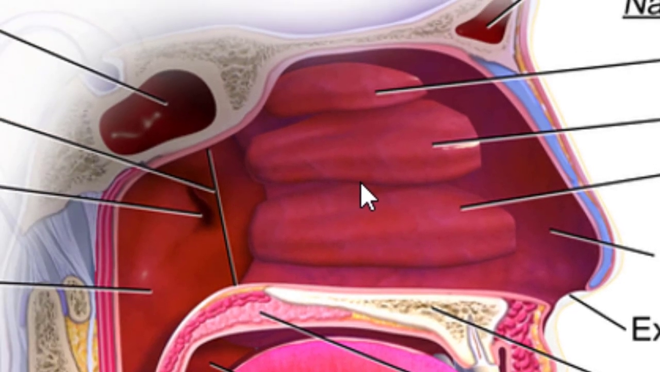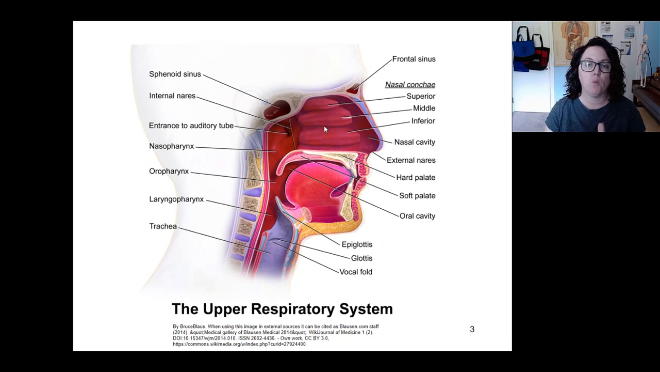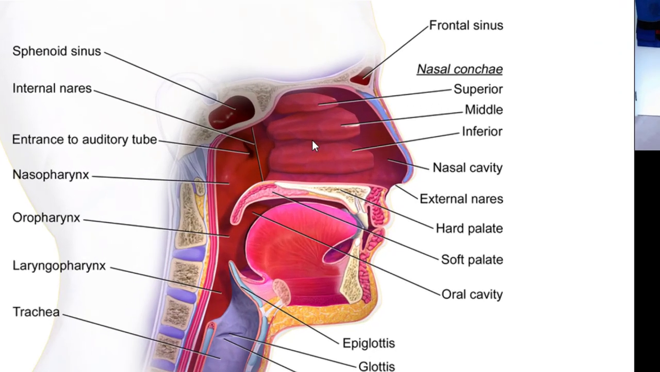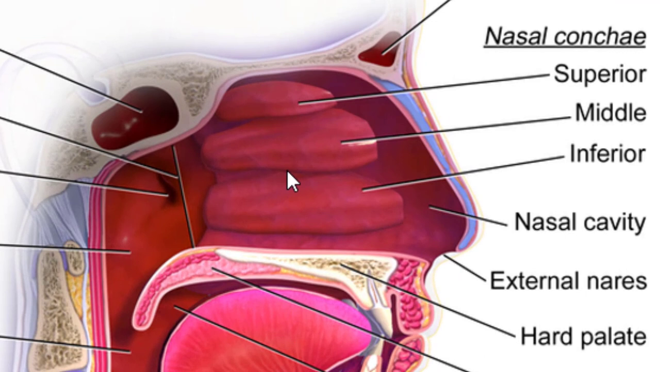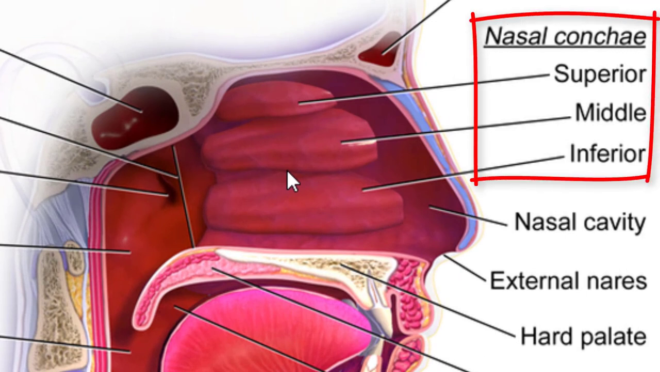The nasal cavity itself is separated into a right and left half by a wall called the nasal septum, and this wall is made of bone. Because we have a right space and a left space now, we call these individual spaces the nasal fossae. Within each nasal fossae, we're going to find bony projections called nasal concha, also known as nasal meatuses.